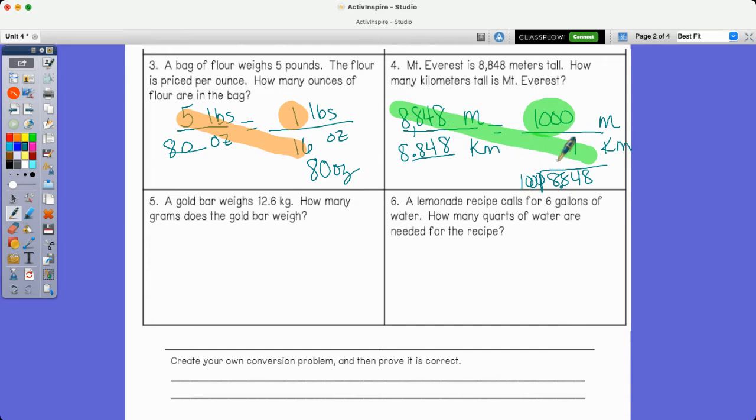I'm going to teach you a second method for metrics because it's just a quick slide method and it's great for science classes.